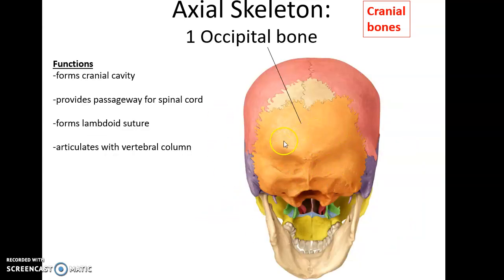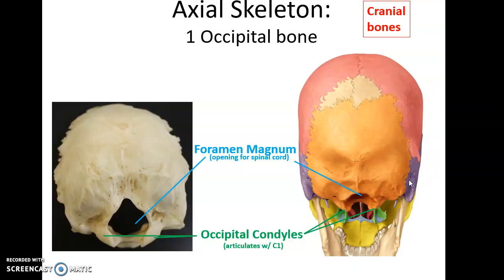Occipital bone. Occipital bone is a posterior inferior bone of the skull, helps to form the back of the cranial cavity, provides a passageway for the spinal cord, helps to form the lambdoid suture, and articulates with the vertebral column. So it is the bone that rests on the first vertebra of the vertebral column.